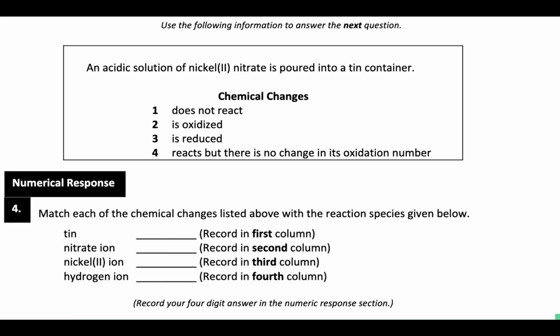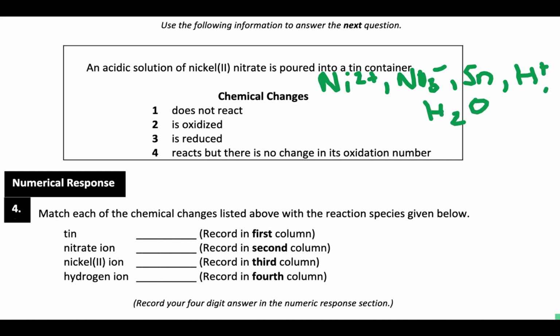Okay, moving on, we have an acidic solution of nickel 2 nitrate poured into a tin container. So if we take a look at what we have reacting, you have nickel 2 positive, you have NO3 negative, we have tin solid, and it's acidic, so you have hydrogen ions present. It's in solution, so it would also contain water.